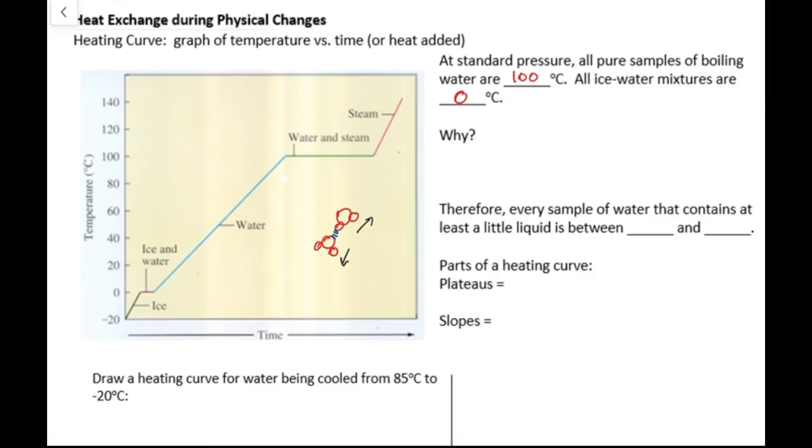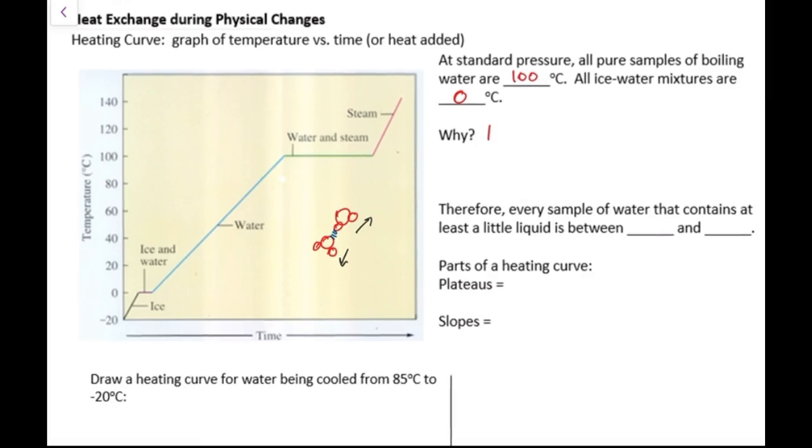Okay, so how are we going to describe the reason why the temperature is not changing? So for the reason why, we can say that melting and boiling are endothermic. And therefore they're going to absorb whatever heat is added. As long as those processes are still going on, they're going to be absorbing heat.